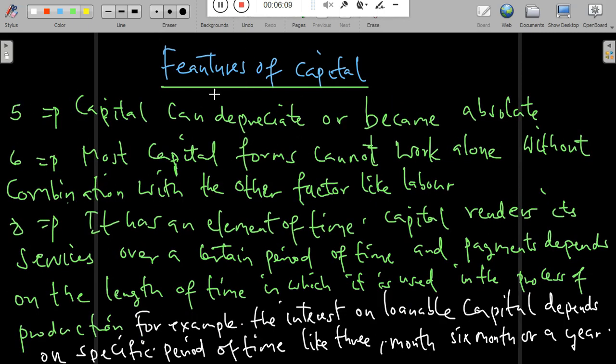Also, capital can depreciate or become obsolete. Most capital forms cannot work alone without combination with other factors like labor. That is another feature of capital. It also has an element of time. Capital renders its services over a certain period of time, and payment depends on the length of time in which it is used in the process of production. For example, the interest on a loanable capital deposit depends on a specific period of time, like 3 months, 6 months, or a year.